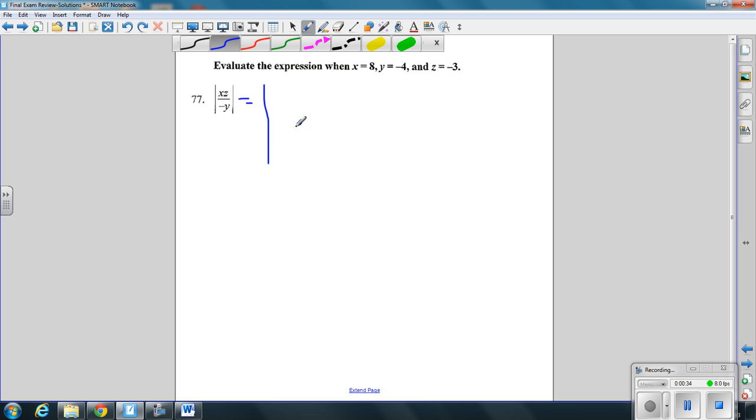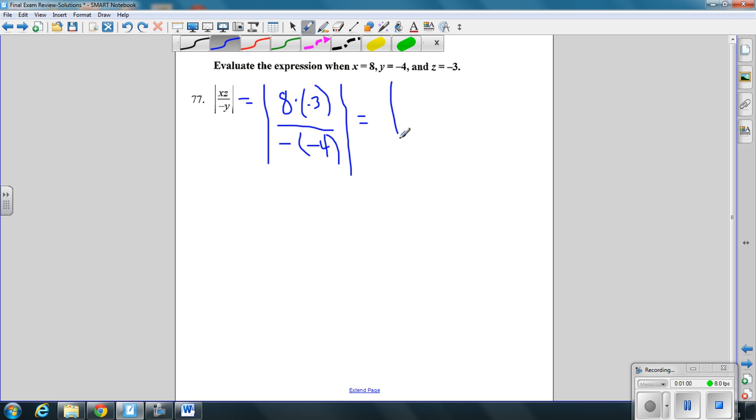In absolute value, x is 8. It's going to be multiplied by z, -3. Then we will divide this by the opposite of, we're going to put the value of y in here, which is -4, and then take the whole absolute value of the entire thing.